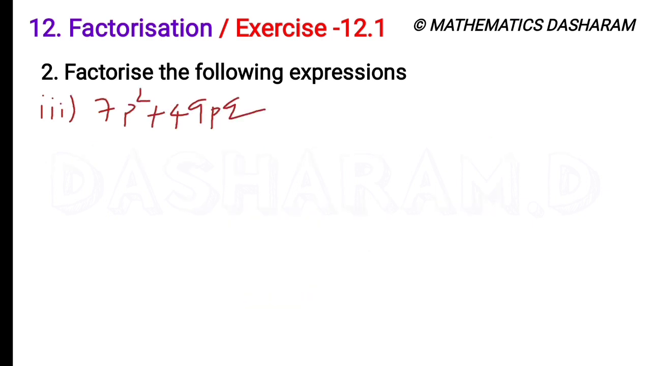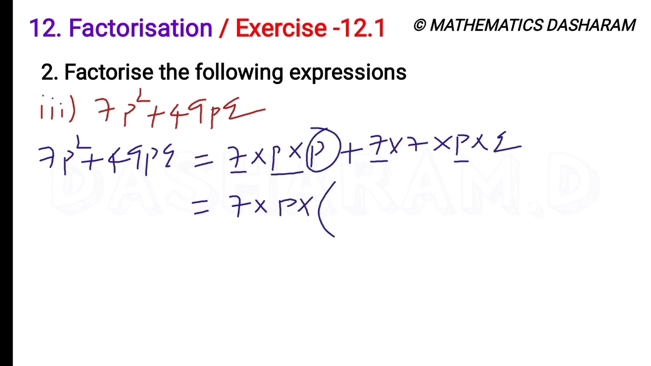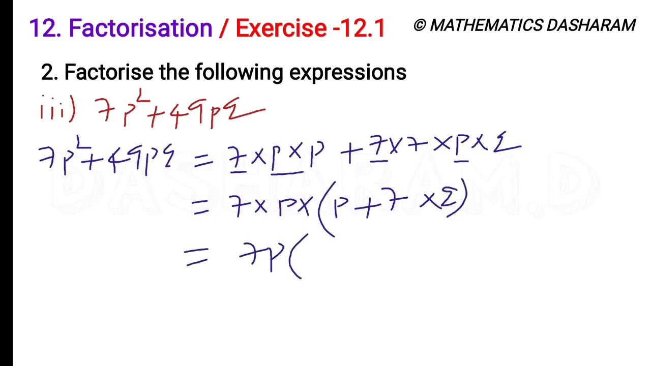Next, third question, 7p square plus 49pq. 7p square means 7 is already a prime number, so 7 into p plus 49. 7 sevens are 49, p into q. So 1 7 common, next 1 p common. So take the bracket, here the remaining term is p, write the symbol as it is. Here the remaining term is 7 into q. So then 7 into p, 7p, bracket of p plus 7 into q, 7q.